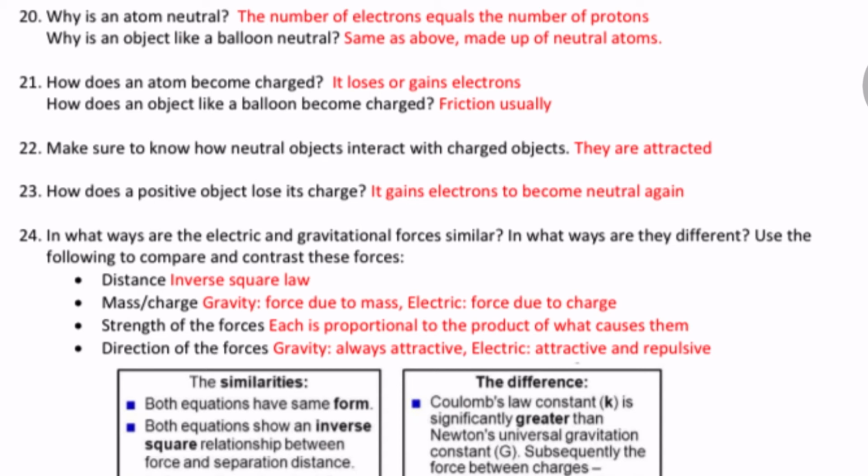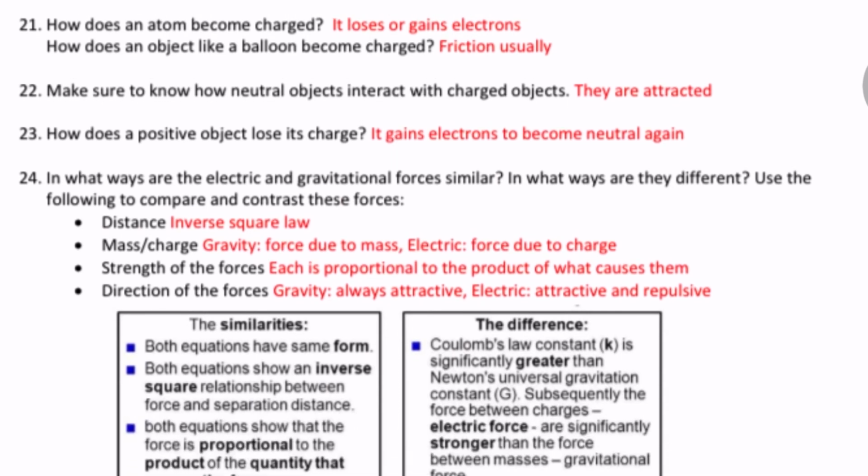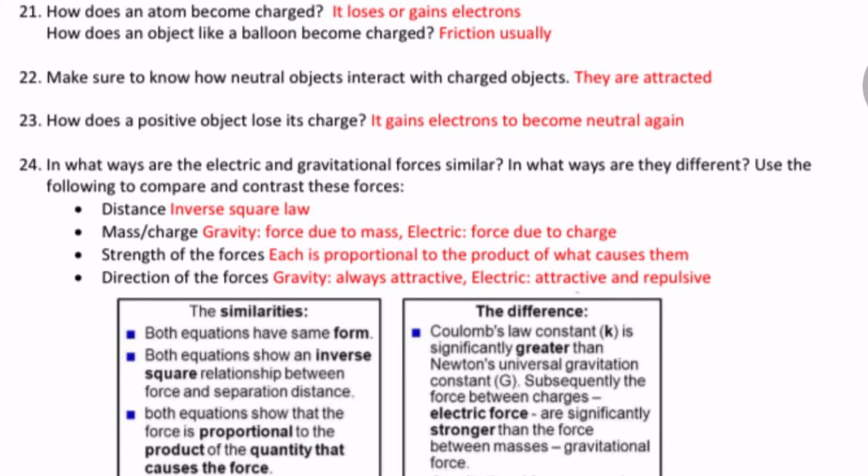Most of your daily objects are going to be neutrally charged, because you don't want to be getting shocked everywhere you go by negatively or positively charged objects. How does an object become charged? It loses or gains electrons.